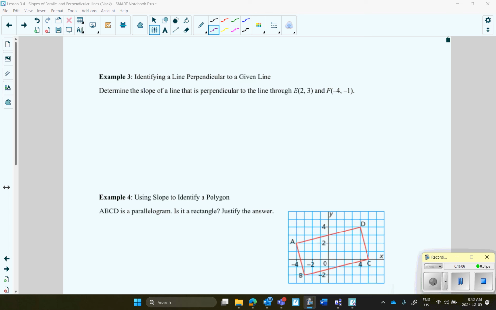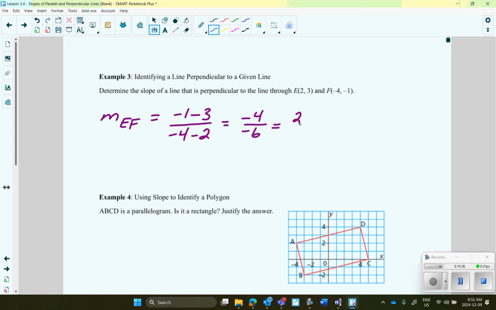Okay, so we obviously have to find the slope. And that slope is going to be second y -1 minus first y 3 over second x -4 minus first x 2. That gives me -4 over -6, which simplifies. Two negatives become a positive, and I can reduce it to 2 over 3.